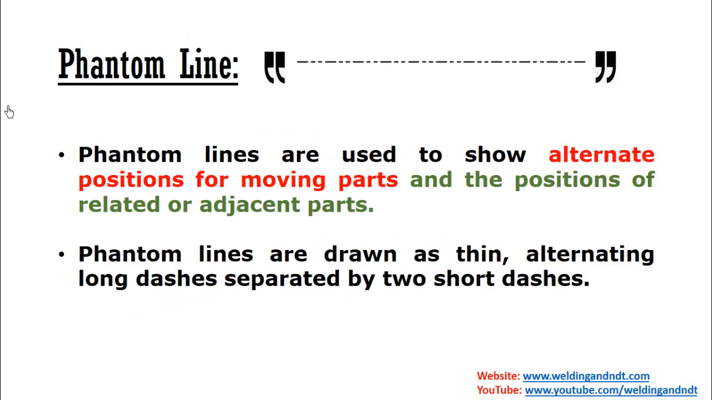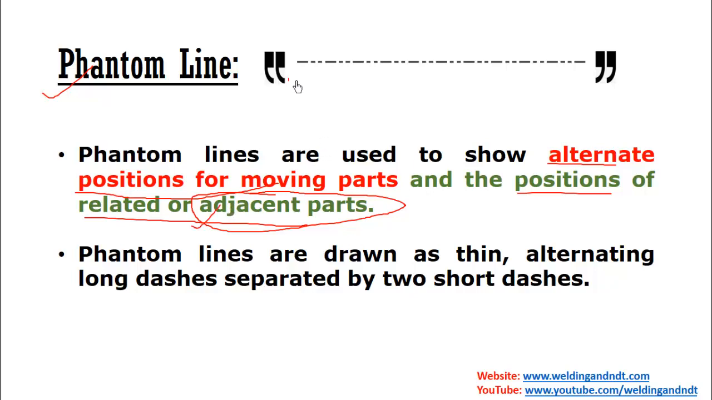Now you see the phantom lines. Now sometimes what happens, you have a moving part. So that moving part, the alternate positions of the moving parts can be shown by a phantom line, and the positions of the related or adjacent part you have to show. If you have to show some adjacent part, that is not in the drawing, you can also show it through a phantom line.